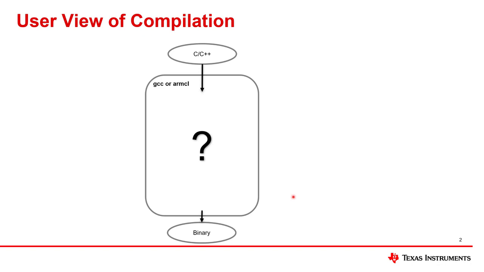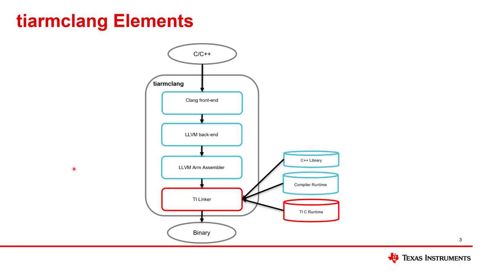So what you're looking at now is the typical view most customers have of the compilation process, and why should you view it any differently? So the diagram starts with your C and C++ code. You run it through a compiler. In this case, we're showing GCC or ARMCL. Some amount of magic happens, and then out comes a binary on the other end. So let's take a look at this in just a little bit more detail.